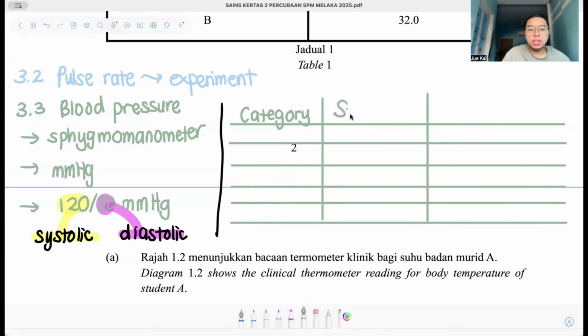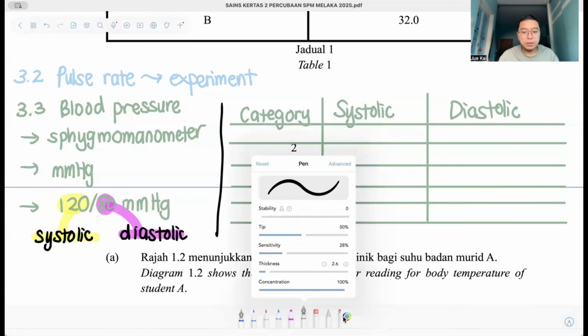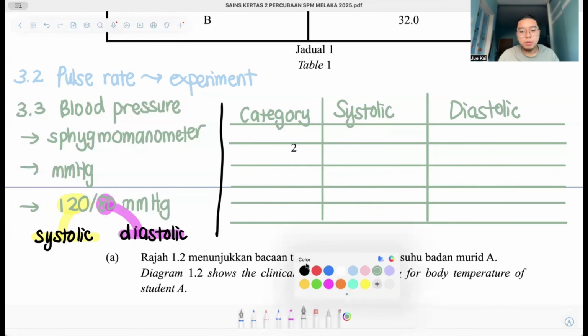Okay. So this one is systolic. This one is diastolic. So this part, answer me, okay? Because I already taught this before, in which video? SPM 2021. Confirm. No, is it? If I'm not mistaken, confirm is SPM 2021.